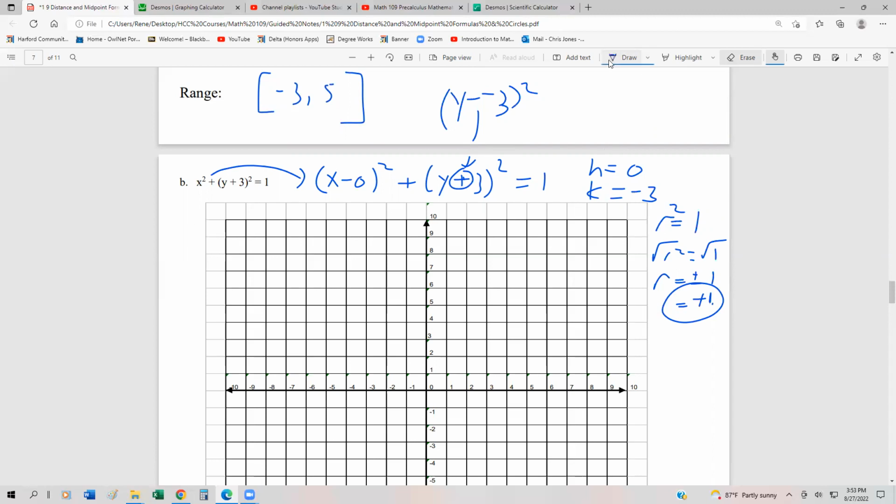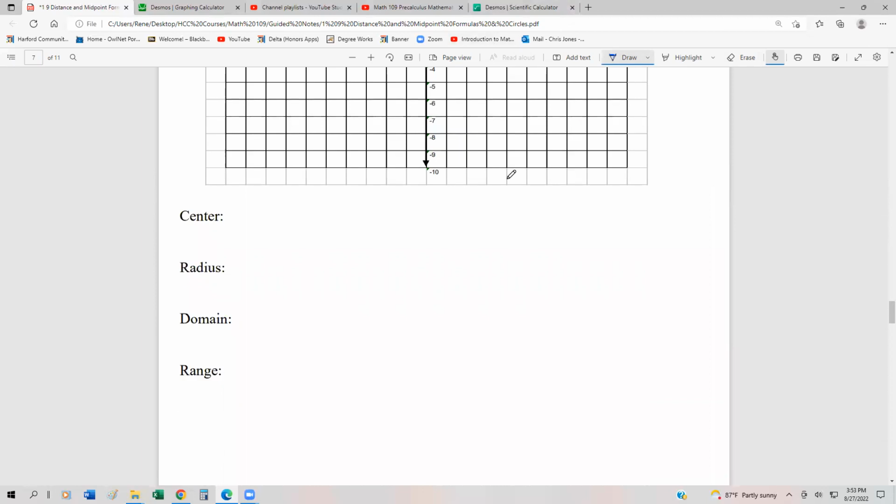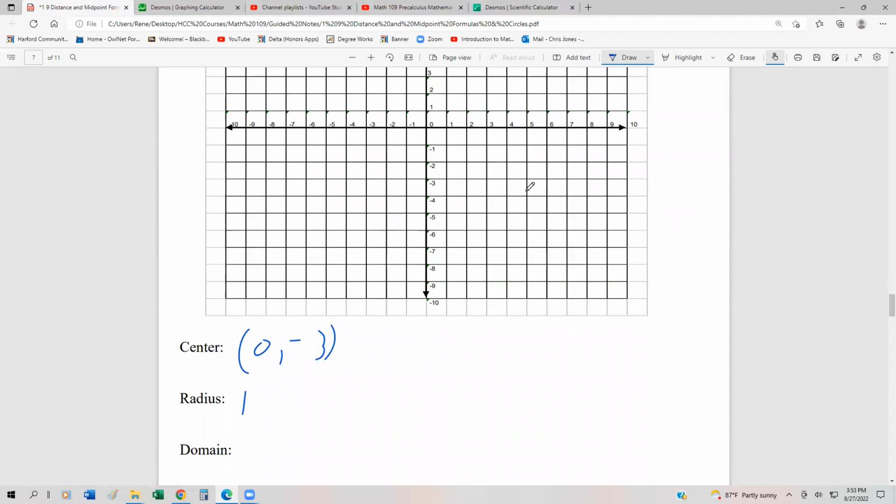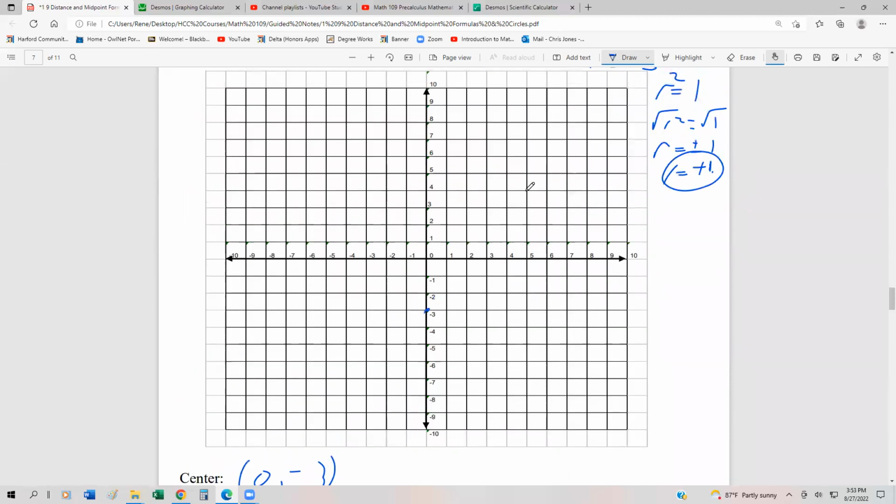Okay, so we know that our center is going to be the point (0, -3), and our radius is going to be 1. Okay, so let's plot those. So (0, -3) is down here, and the radius is going to be 1. So we have a point that goes up 1, left 1, down 1, right 1. And so we get a circle of radius 1. All right, otherwise known as the unit circle, which we'll study in detail a little bit later in the course, but for right now, that's what we have.